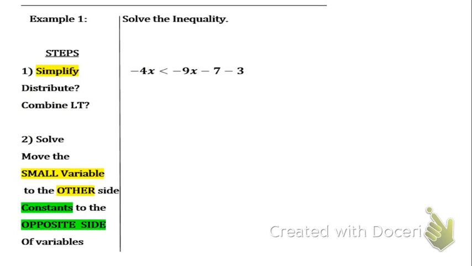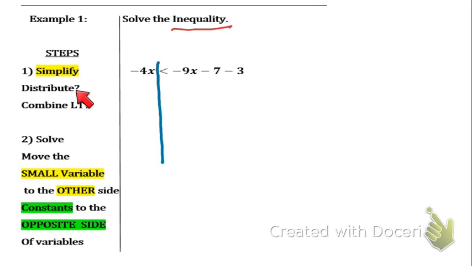Alright, so here's our first example. Now, here are the steps on the left-hand side. If you notice, it says simplify, and then it has two words underneath it, which are distribute and combine like terms. So we'll be looking at the problem. This is an inequality. It's an inequality because it has an inequality sign. All right, so draw your line. I'm going to draw my line so you can understand the left side and the right side.